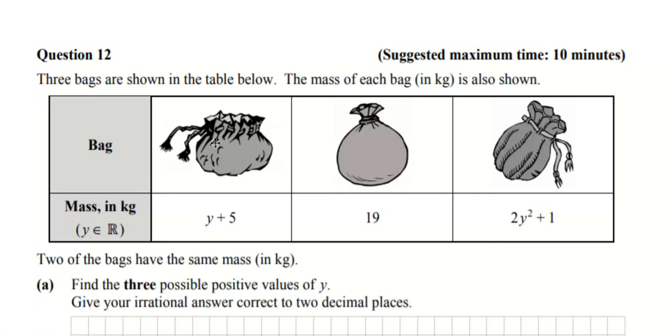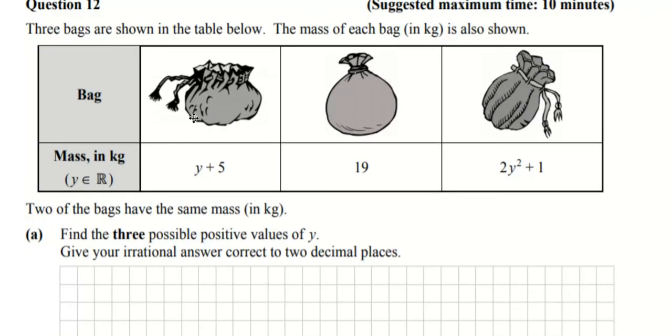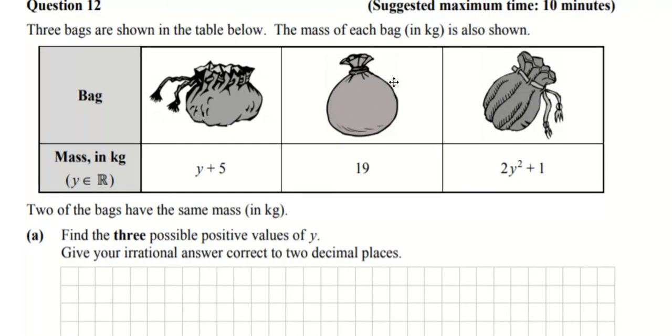Now, the bags are shown in the following table. Each mass of the bag in kilograms is also shown. Find 3 possible values of y. 2 of the bags have the same mass. So we can either say y plus 5 equals 19. This implies that y equals 14.